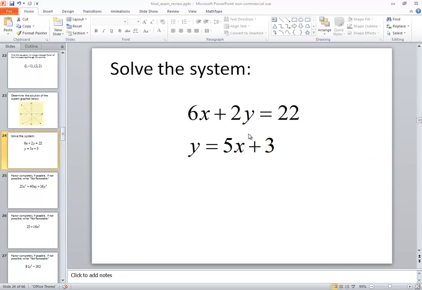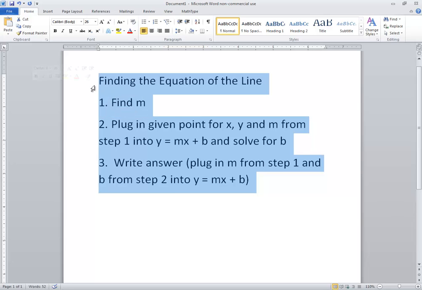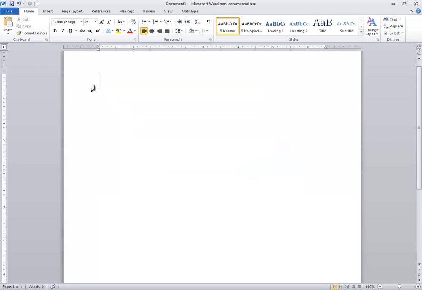Let's take a look at this problem. We want to solve this system: 6x plus 2y is equal to 22, y is equal to 5x plus 3. Just to refresh your memory, solving systems of equations by substitution. Now specifically this is linear systems of equations.